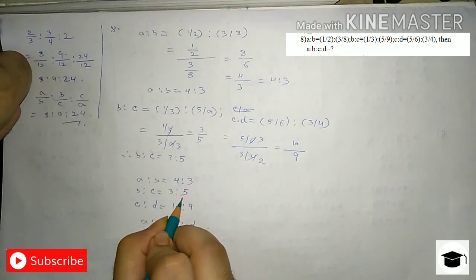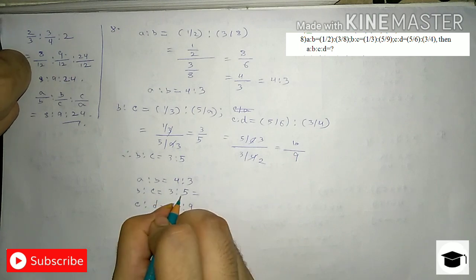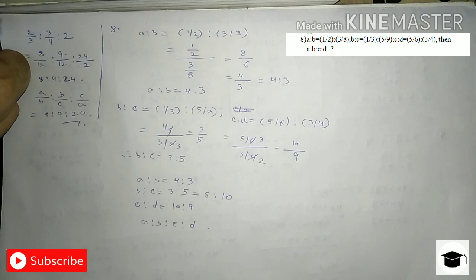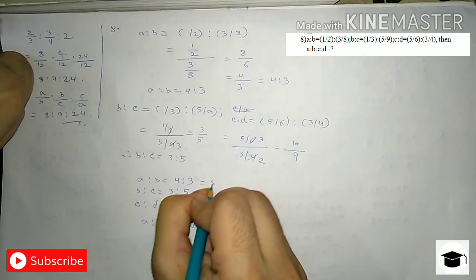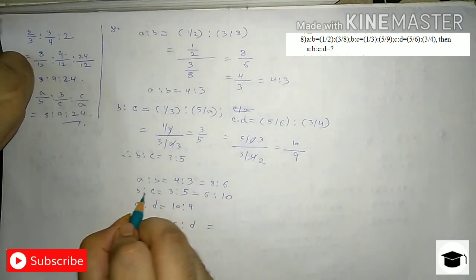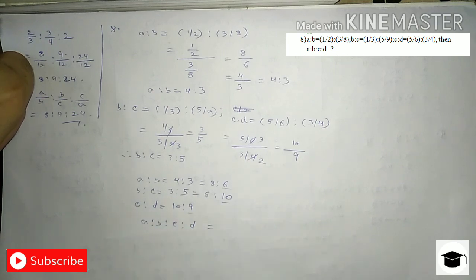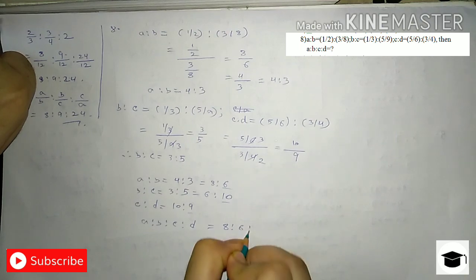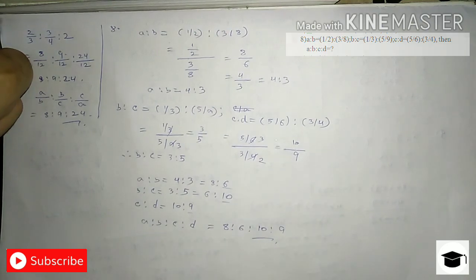Here c is 10, here c is 5. To make it 10, we can multiply 2 with both the numbers, that is 6 is to 10. Similarly, a is to b equal to 8 is to 6. So the value of a equal to 8, b equal to 6, c equal to 10, d equal to 9. So the value of a is to b is to c is to d equal to 8 is to 6 is to 10 is to 9. That is the answer. Next question.